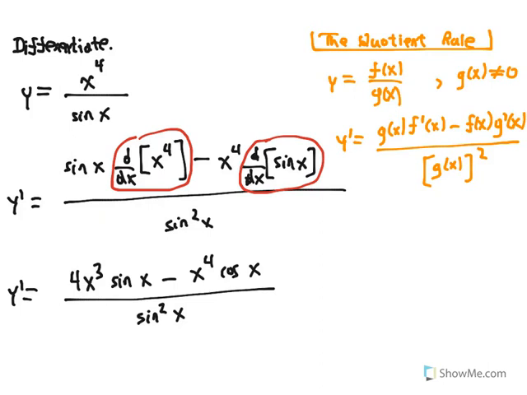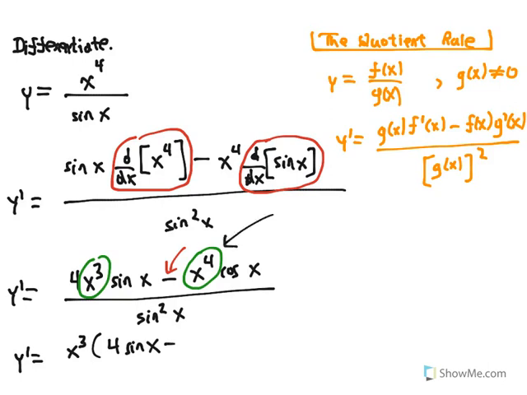To simplify, you can observe that in the numerator we have two terms separated by this minus sign, and you'll see that there is a common factor of x to the third for the two terms. So we can factor out x to the third from each term, and that would give us y prime is equal to x to the third times 4 sine x minus, I will have one factor of x left from x to the fourth when I factor out x to the third. So I have x times cosine x. All of that is over sine squared x, and that is the correct derivative for this problem.